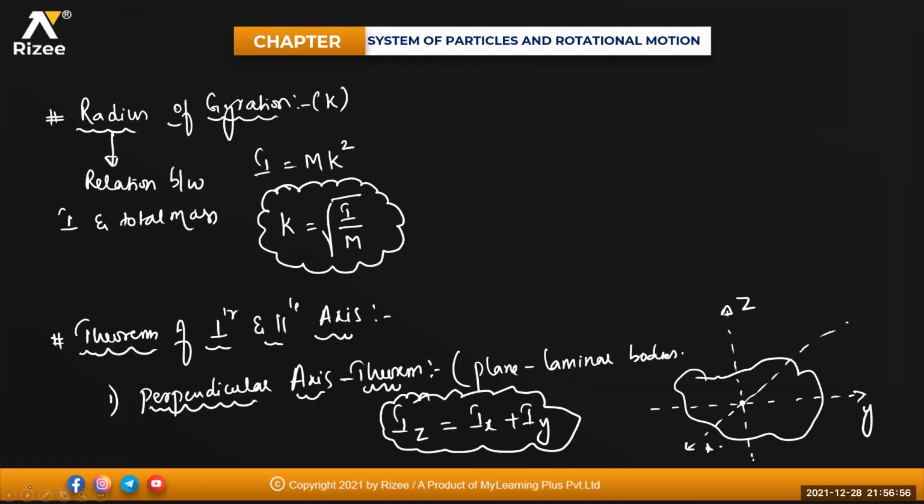Radius of gyration is the relation between moment of inertia and the total mass of the body. So here I will be writing I equals m into k square, or k equals under root of I by m. We have two theorems: the perpendicular axis theorem and the parallel axis theorem.